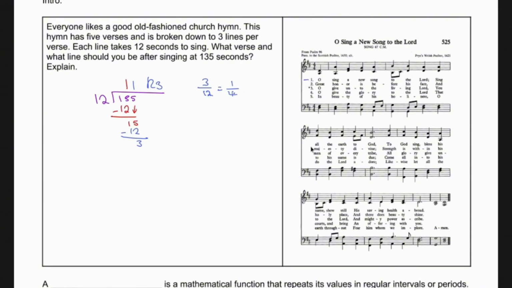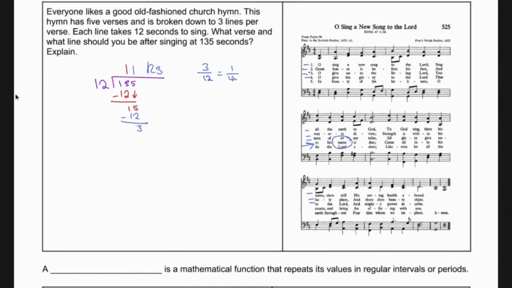So line 1, 2, 3, 4, 5, 6, 7, 8, 9, 10, 11. So I'm on that verse right there, and I'm probably about to go, name. That's where I'm at. Okay? So periodic functions have to do with remainders. The remainder and the division part helps me figure out about where I am. I am 11 and roughly 1/12 or 1/4 into me singing this song, 11 lines in.